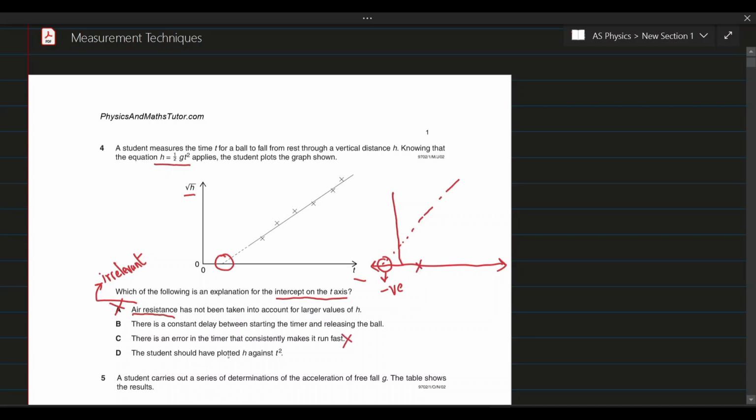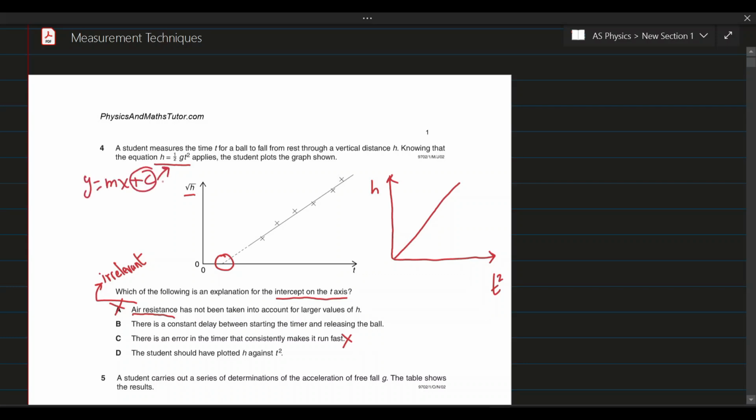The student has plotted h against t square. From the equation, h equal to half g t square, which means it has no intercept. So the graph would have been like this if the student had plotted h and t square. Because we know y is equal to mx plus c, and there is no c in this graph, which means that there would not have been any y-intercept. So option B would be your correct answer.